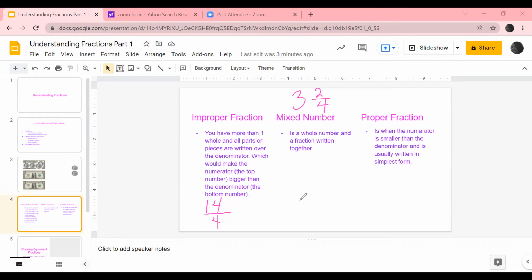So a mixed number is a whole number and a fraction written together. So I have a whole number of 3, and then my fraction would be 2/4.